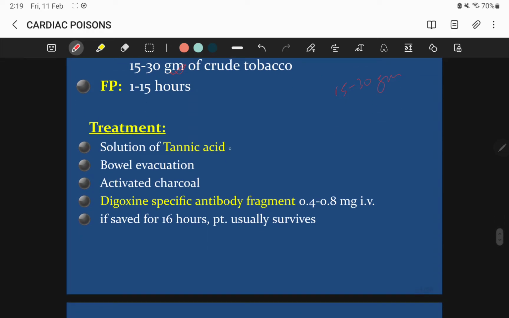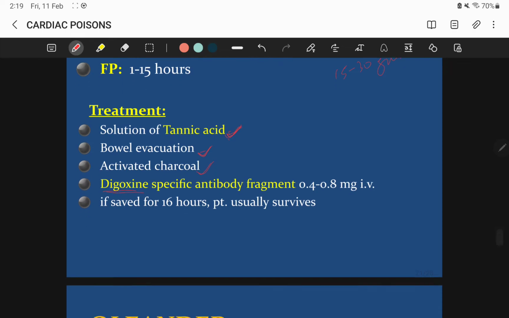So what do we do in chronic nicotine poisoning, and even in the acute? We give a solution of tannic acid and do bowel evacuation, and then activated charcoal. And then digoxin, it's a very good drug. It is a specific antibody fragment.